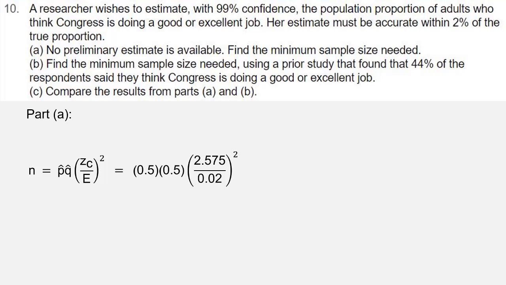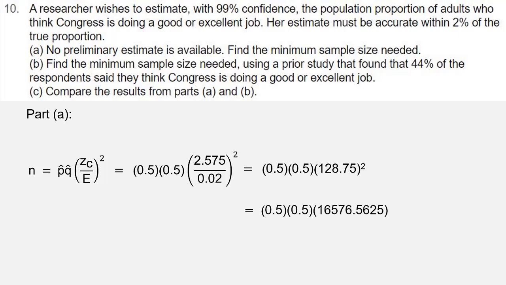When we simplify the fraction, we end up with 0.5 times 0.5 times 128.75 squared. And when we square that 128.75, we get 16,576.5625. Multiplying all these numbers together, we get 4,144.140625. Rounded to the next highest number is 4,145. Remember, minimum sample size, we always round up, no matter what traditional rounding rules say. So for part A, the minimum sample size is 4,145.